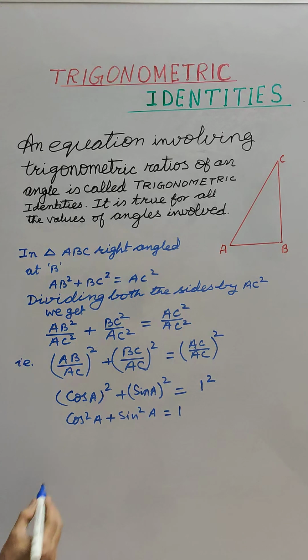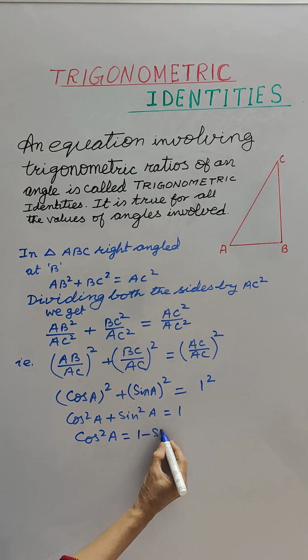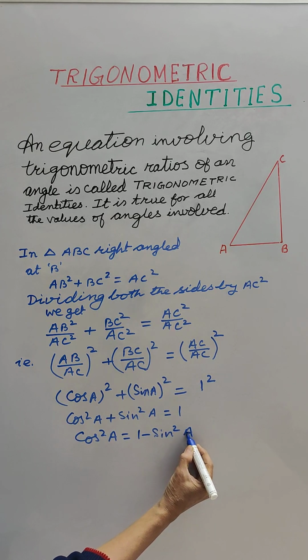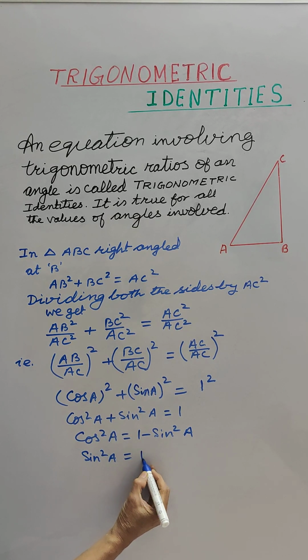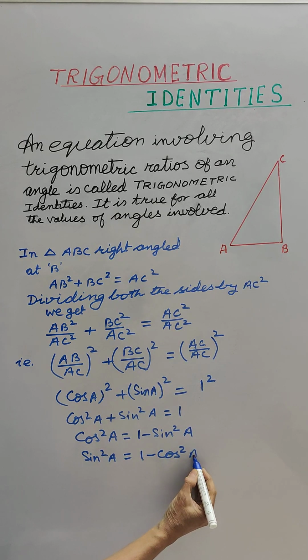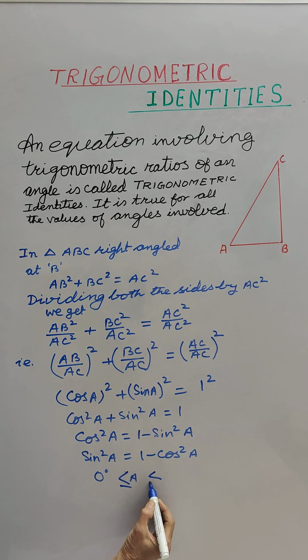Very easy. This formula can be written as cos square A is equal to 1 minus sin square A. Also sin square A is equal to 1 minus cos square A. This is true for all A such that A is greater than or equal to 0 degree and smaller than or equal to 90 degree.